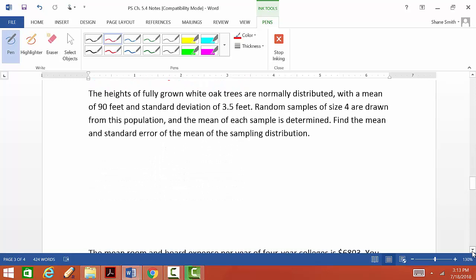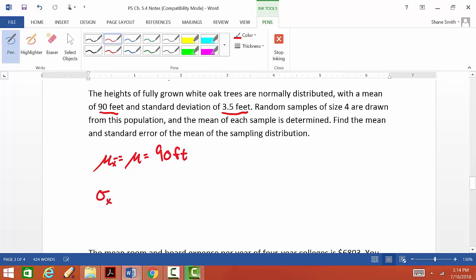All right, so the next one is the heights of fully grown white oak trees are normally distributed with a mean of 90 feet and a standard deviation of 3.5 feet. Random samples of size 4 are drawn from this population and the mean of each sample is determined. Find the mean and standard error of the mean of the sampling distribution. So this is mu sub x bar, which again is equal to mu, and they tell us the mean is 90. I put dollars again, I meant feet. So the mean is 90 feet.